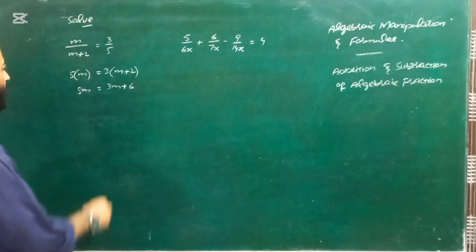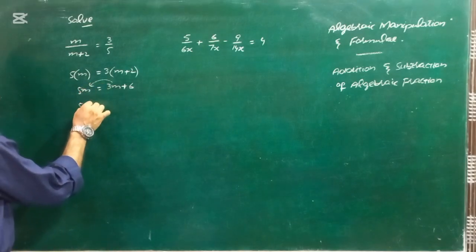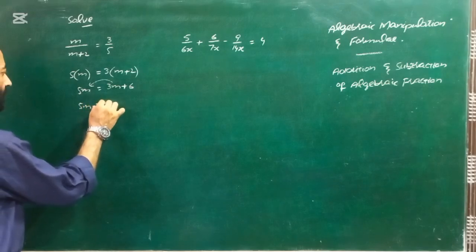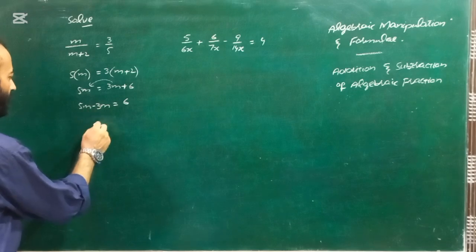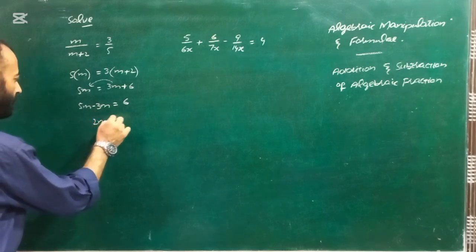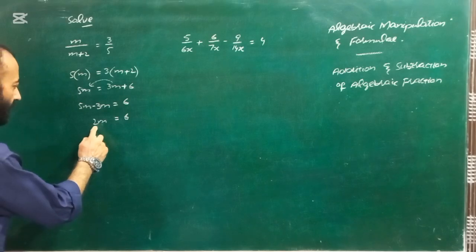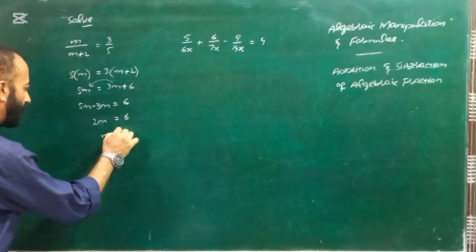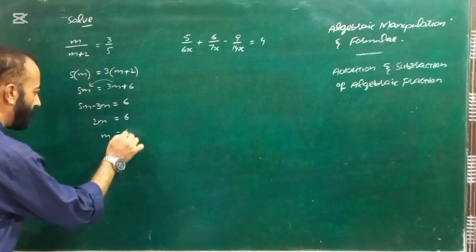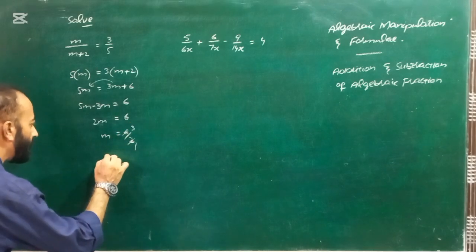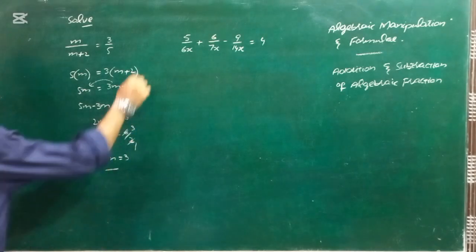So at this step, you can see this 3m will come to the left hand side. So 5m minus 3m, and 6 is left on the right hand side. 5m minus 3m will be 2m and 6 is still there. And at this step, 2 will go to the right hand side and it will become 6 by 2. So 2 ones are 2 and 2 threes are 6. So it means m is equal to 3. So this is the answer.